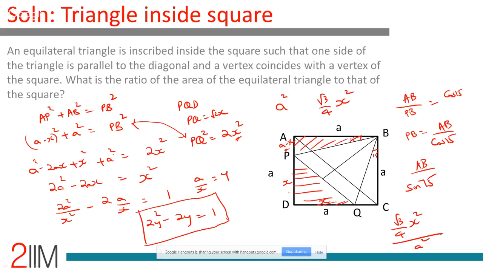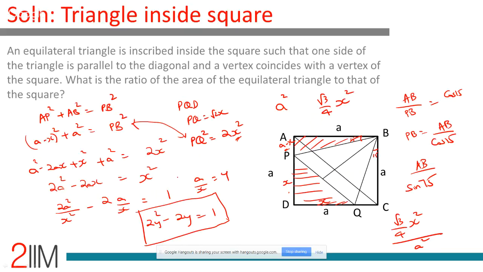Or 2a² − 2ax = x². Dividing by x² throughout: 2a²/x² − 2a/x = 1. I need to find just the ratio x is to a, or a is to x. We cannot find a and x individually. So we'll create a quadratic in a by x and then try to simplify that.